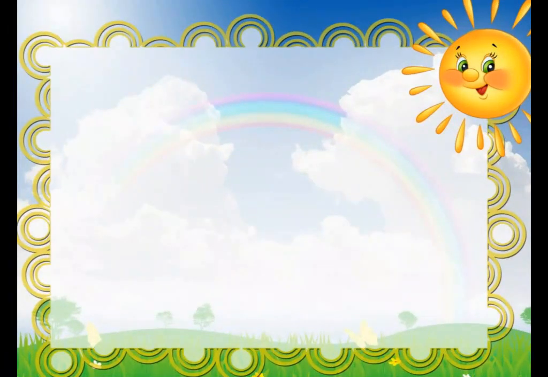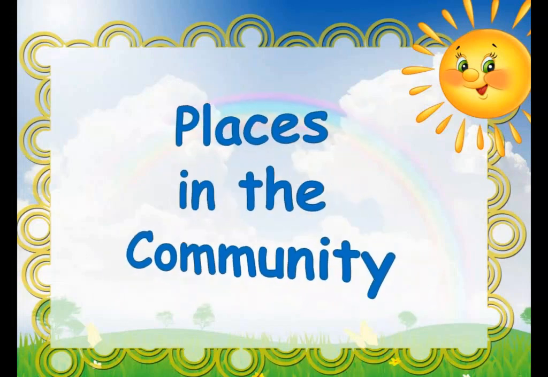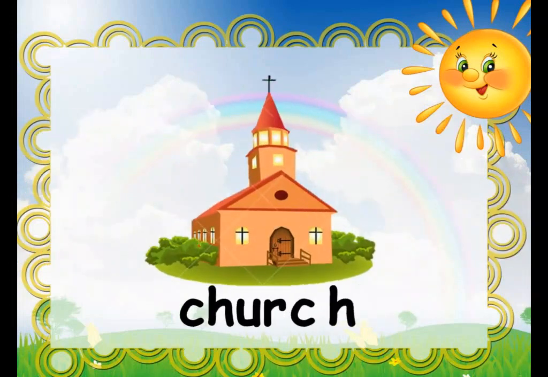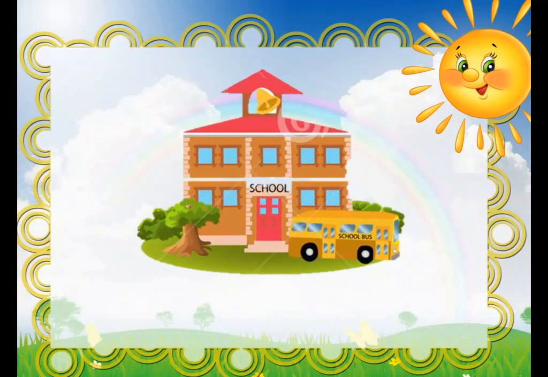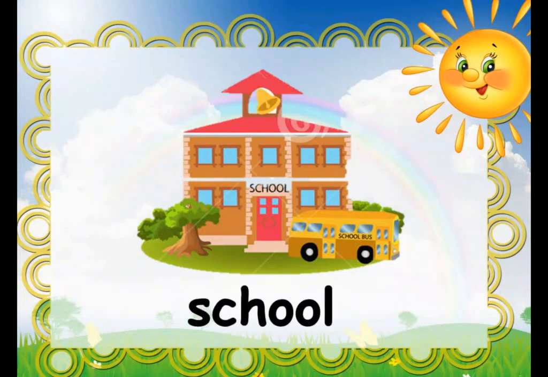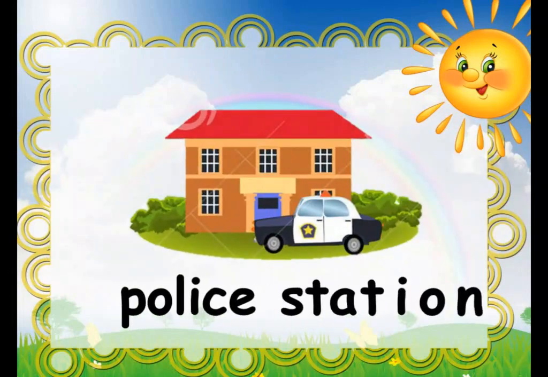Now, let us learn the places in the community. First one, what is this? A church. Read it. Church. Next one here, there's money inside. Bank. This is a bank. And this one is where you go. The school. School. And this one is the police station, where our policemen have their office. So we go there if we have problems about bad people. Police station.